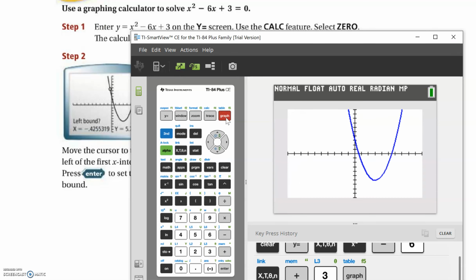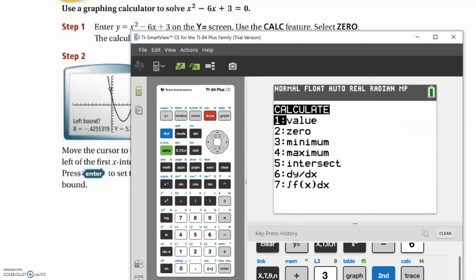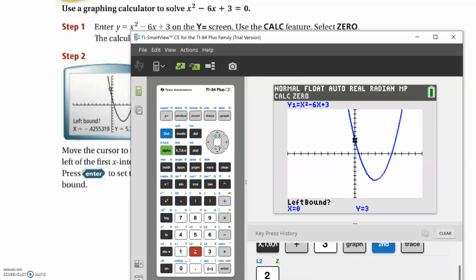As we can see, it hits the x-axis at two different places, so that means we're going to have two solutions to this equation. To find our solutions, I'm going to hit second trace. It gives us the options value, zero, minimum, maximum, intersect. I want to find our zero, so I'm going to hit 2. It wants us to set our left bound and our right bound for this specific intersection.